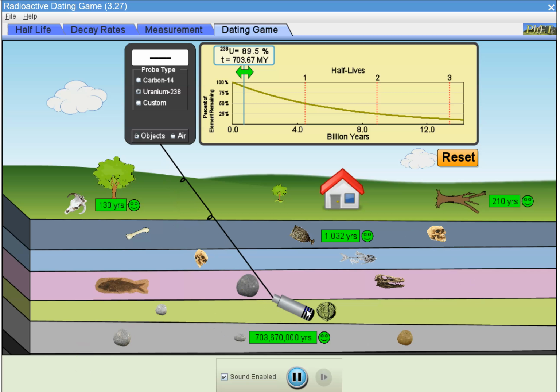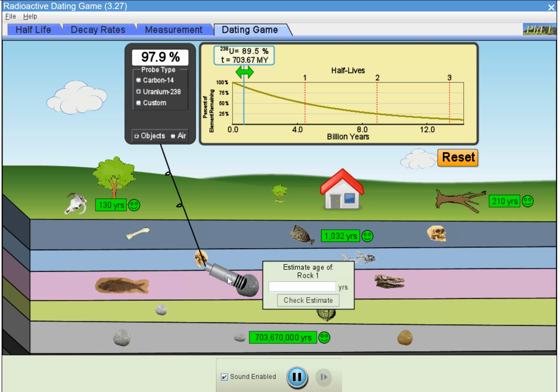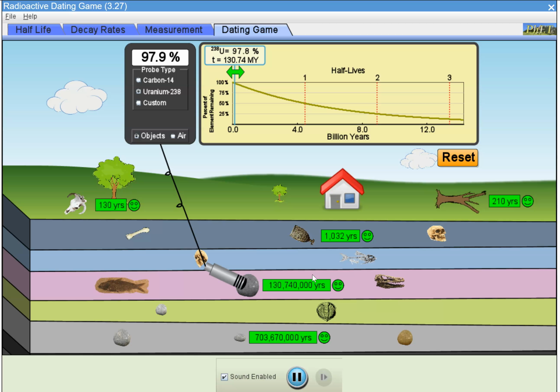Let's do this weird fossil-y thing. Ooh. Having trouble getting in. I think I'm running too many things on my computer. Oh, it doesn't have any. Probably because it's a living thing. Let's do this rock. This is rock number 1. 97.9. Okay, close enough. So 130 million years old. Great, got it. And then let's do one more.